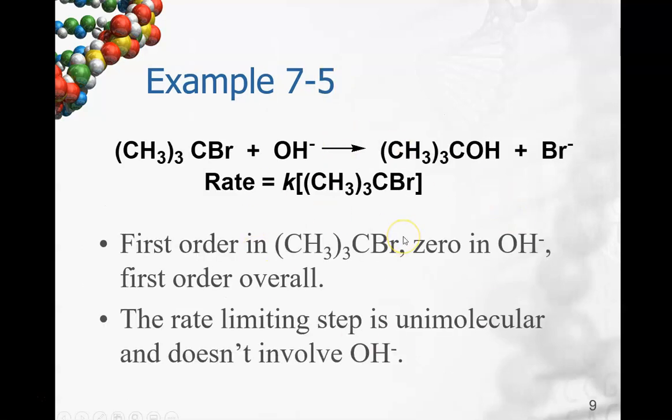So let's go to another example right here. You might have two reactants in your reaction, but the rate law is based on only one of them. Here we have an example involving t-butyl bromide, where the reaction is first order in t-butyl bromide and first order overall. But it's zero order in hydroxide. Now, hydroxide is obviously important to the reaction, but what this means is that the rate limiting, or the slow step, is unimolecular. It only involves the t-butyl bromide, and it doesn't involve the hydroxide. So the hydroxide must be involved in a fast step, which is why it doesn't appear in the rate law.